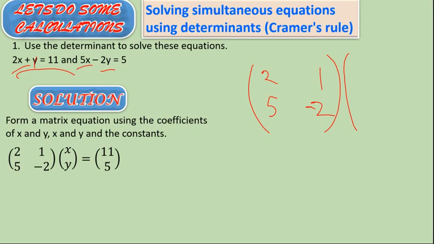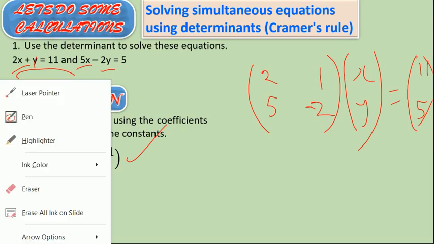The next is we have the x value, x and then y. That gives us the matrix using the variables. Now, the constant values are, the first is 11 and the second is 5. That's how we got this matrix equation using the coefficients of x and y, the x and y itself, and the constants 11 and 5. So that's how we form that matrix equation.